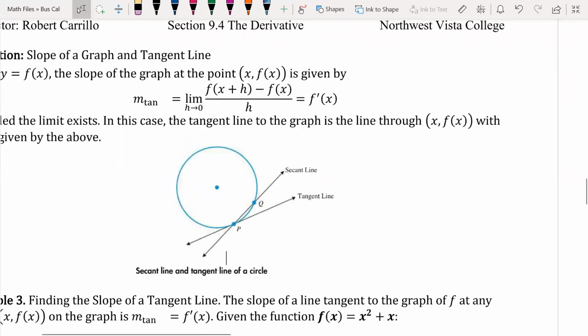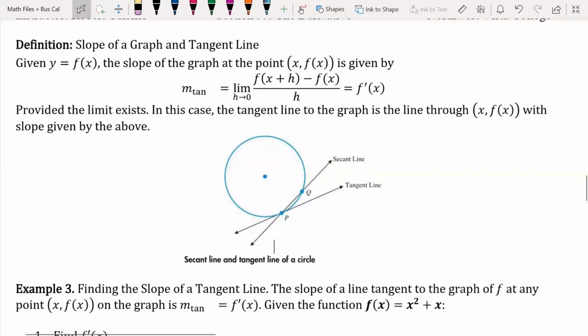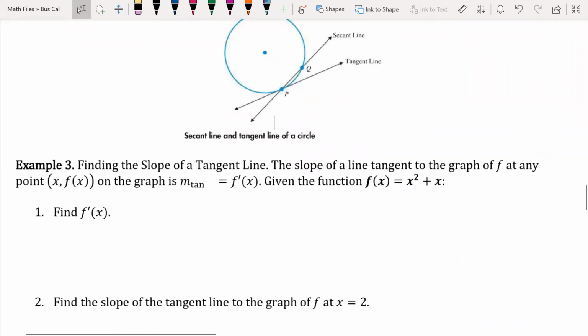Okay. And it just so happens that the slope of the graph at any point x, f of x, is given by this formula. The slope of the tangent line is equal to the limit as h approaches 0 of f of x plus h minus f of x over h, which happens to be the derivative. Oh my goodness, right? So look at all those connections. If you find the derivative, you're also finding the slope of the tangent line at any given point. It's crazy. Okay. So let's go ahead and get started below.